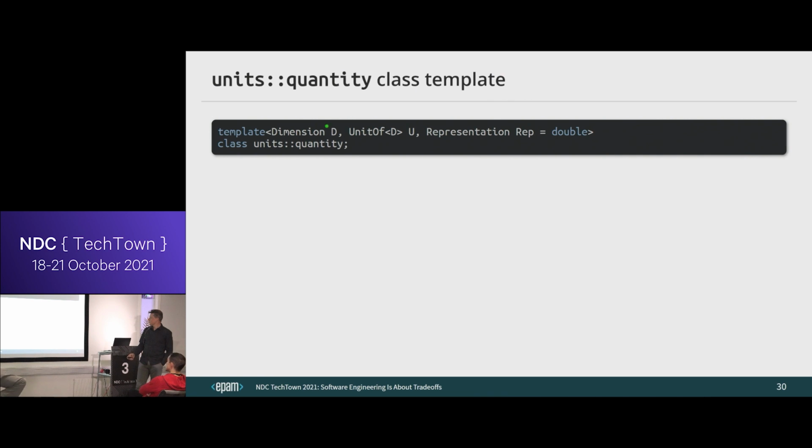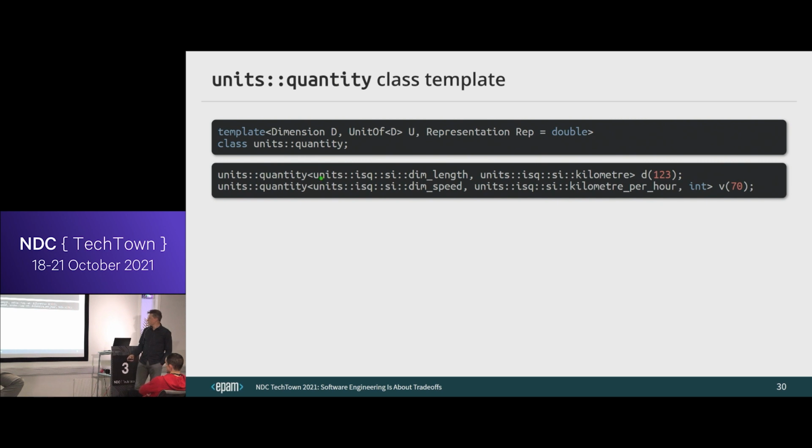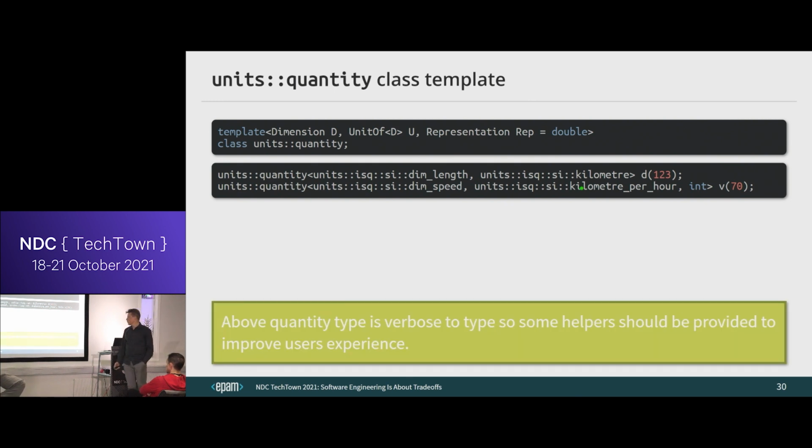So the quantity class template in my library right now looks as follows. We have dimension, unit of this dimension, and representation, by default double. So if you want to instantiate it, you have to provide units, with no using namespace declarations. You have to specify units::isq::si::dim_length, because you want to have a quantity of length. And units::isq::si::kilometer with the default double. If you want to provide your custom representation, it's even longer. As you can see, it's quite verbose, and that bothers me, right? It's easy to understand, but if you're not using that namespace, it's actually quite long to type. So we are looking for some alternatives, for something that will make this easier and faster to work with.